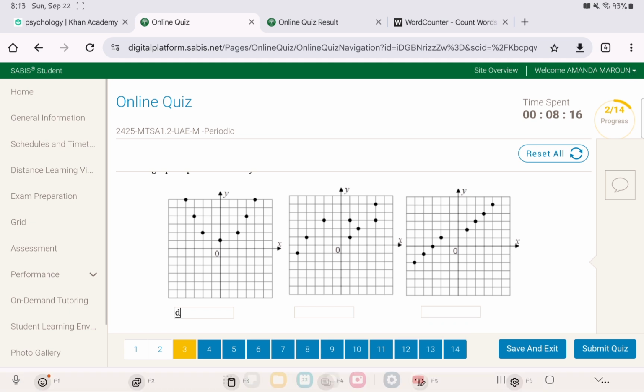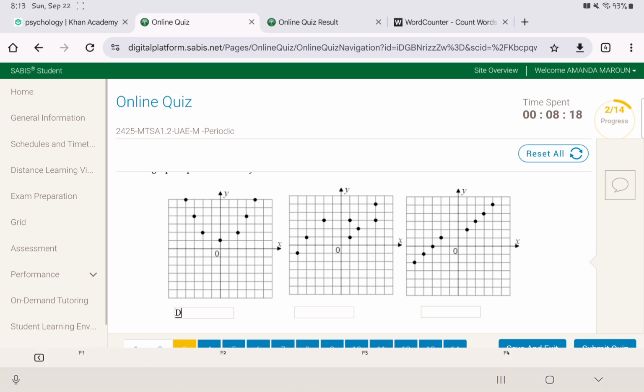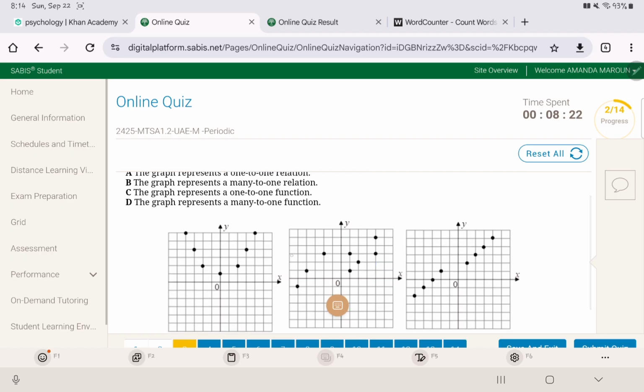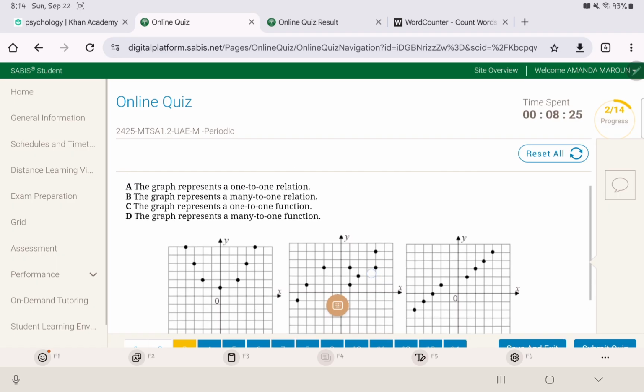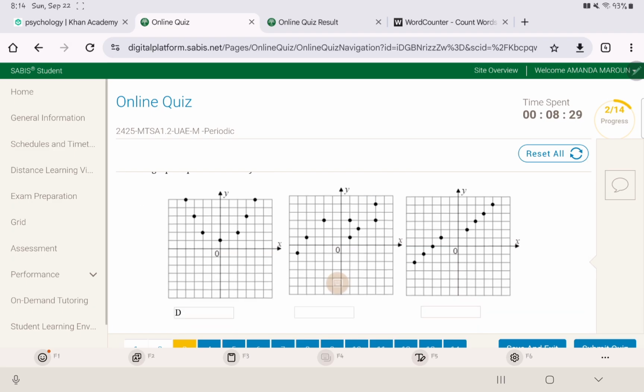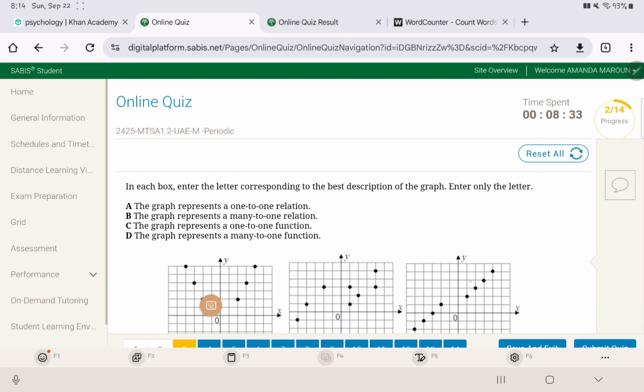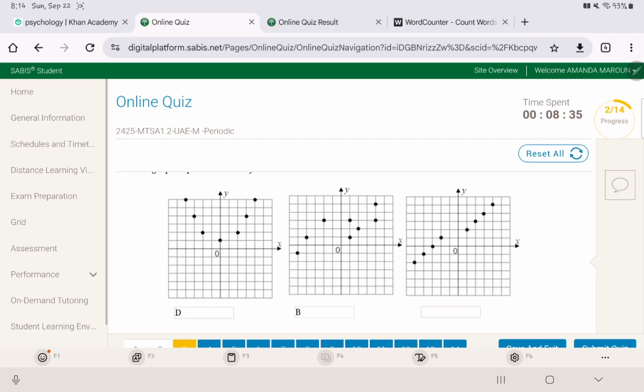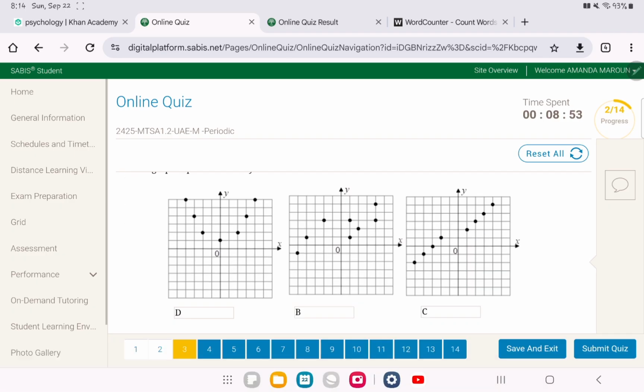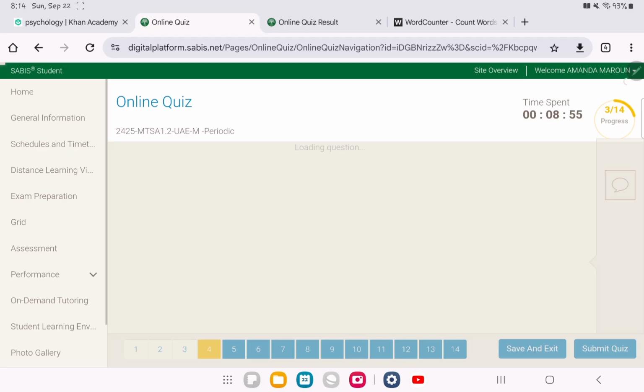Oh my goodness, D. Okay. Then the second one, we said it was a many-to-one relation, so it is B. And then the first one, we said it's a 1-to-1 function, so then it is C. So that's it for question number 3.